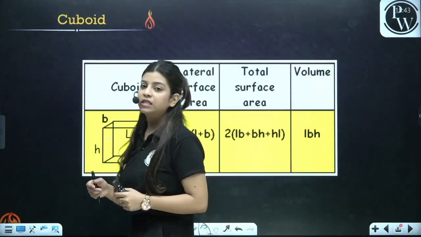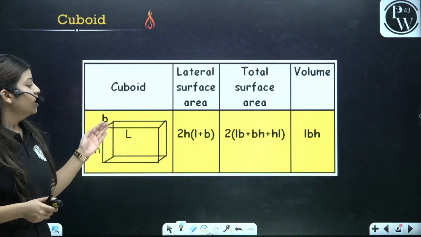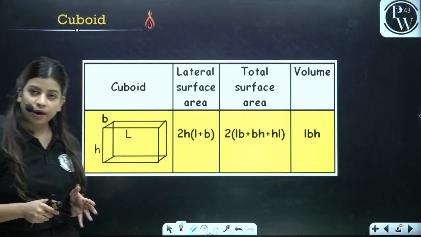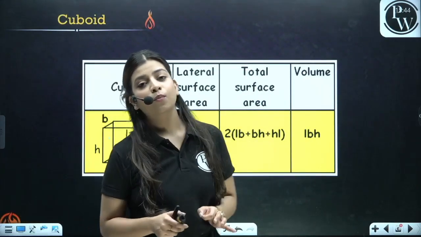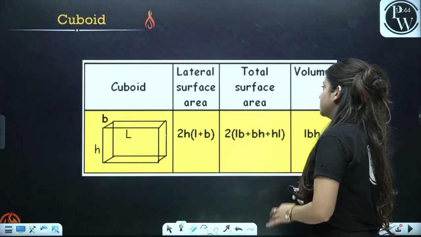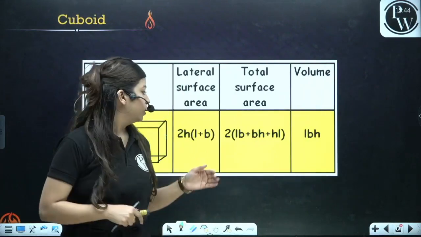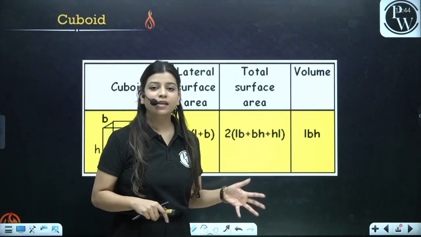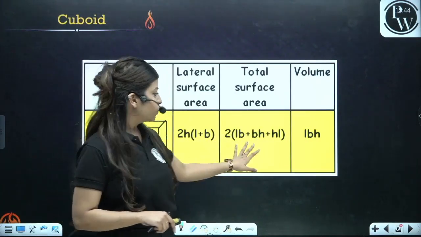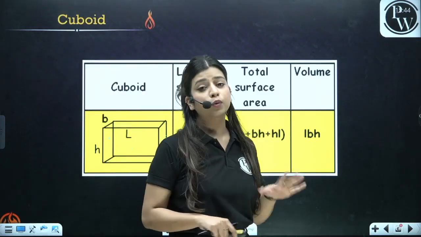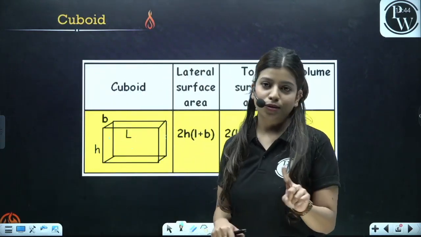And the lateral surface area for the cuboid will be what? 2H(L plus B). Right? The lateral surface area for the cuboid will be 2H(L plus B). The total surface area will be what? The total surface area will be 2(LB plus BH plus HL). So this will be the total surface area, which will include all the six faces of your cuboid.